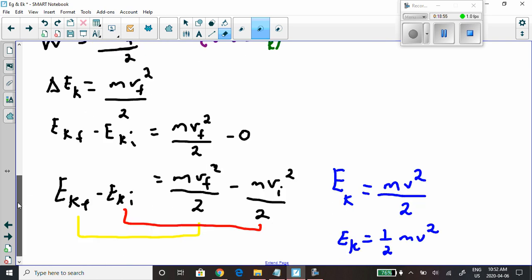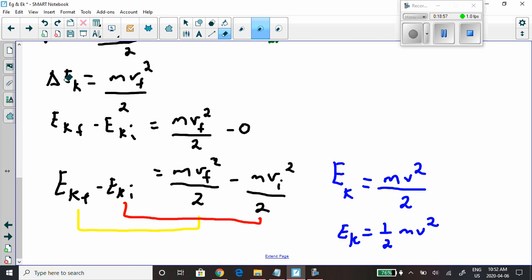But now please remember what delta change in kinetic energy means. It means kinetic energy final minus kinetic energy initial. That's what delta means: the final situation minus the initial situation. We've seen that many times. I'm going to rewrite this term right here: mass times final speed squared all over 2. And I'm going to say subtract 0. That may seem odd, because if you subtract 0, you've not done anything to it. But it's a little trick we can use here.